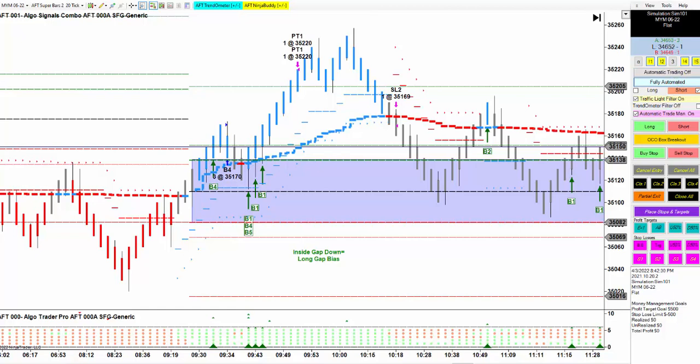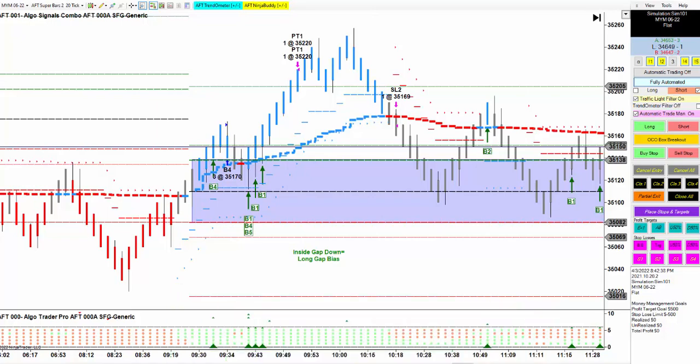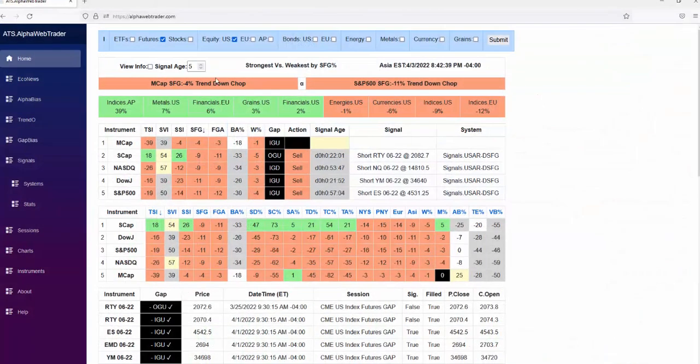What we try to do before the open is get a gauge on what market we want to trade and what direction we want to trade in. And typically, we take a look at alphawebtrader.com. It's another piece of the puzzle for us. But this just organizes everything for us in terms of trend. So the market is currently open at Sunday evening, and you can see the market is more negative than positive. As you see, this is mostly red.